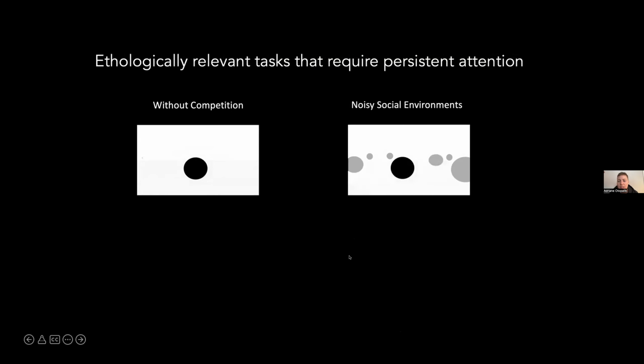In the case where a male would have to dynamically filter out other individuals with the hope of fixating and pursuing that target of interest. And of course, what makes these ethologically relevant tasks extremely complex is that these scenes are continuously changing in time.